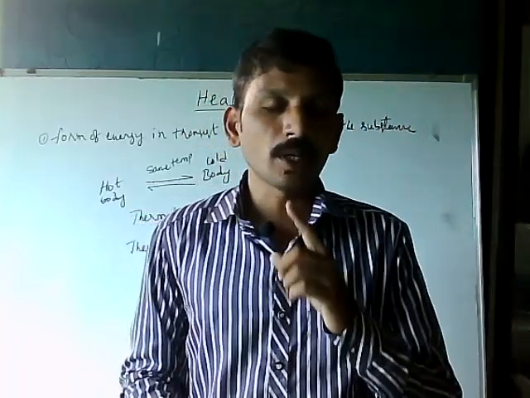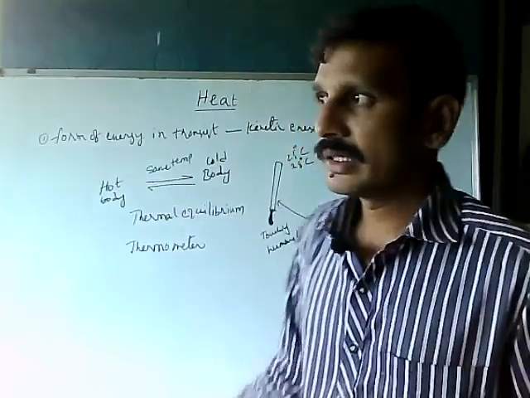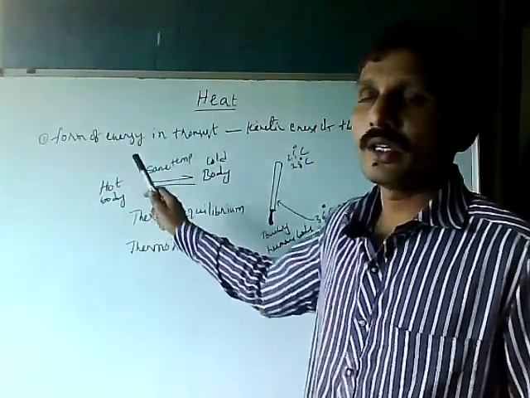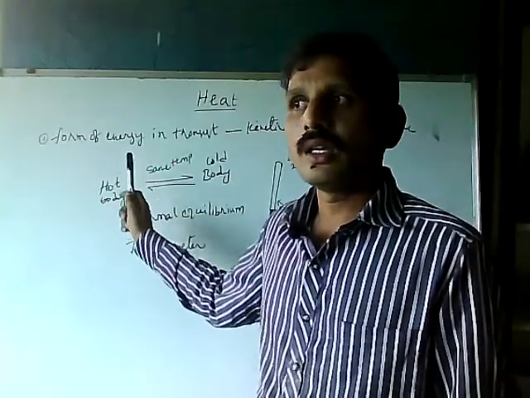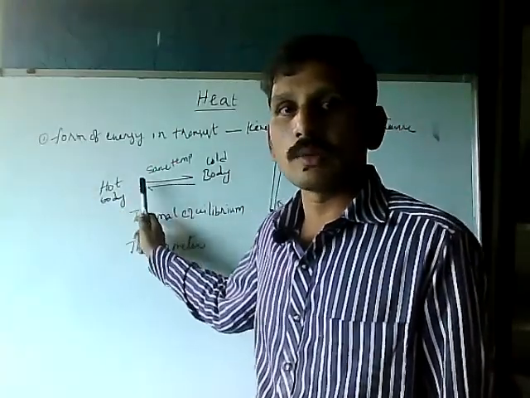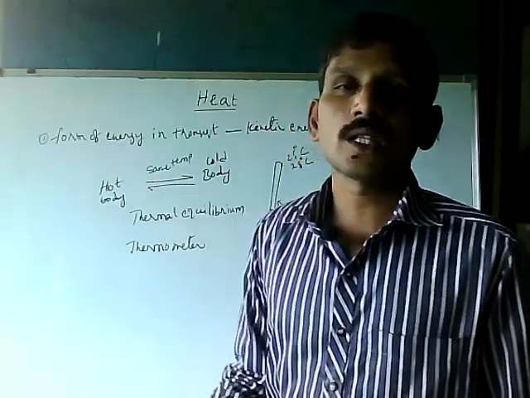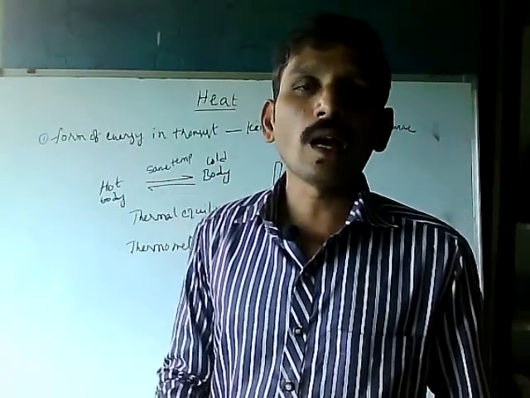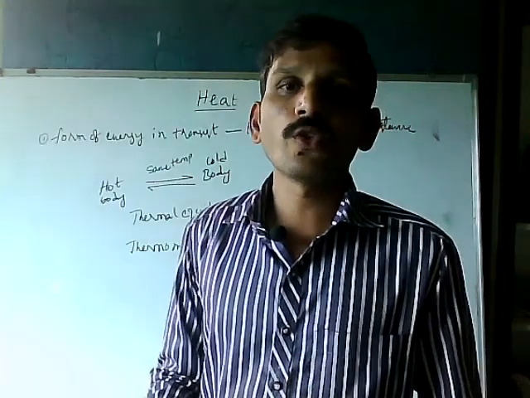The working principle of the thermometer is thermal equilibrium. Thermal equilibrium is a state at which a hot body and a cold body, the heat transfers from the hotter to the colder body until they attain thermal equilibrium. That is, they have the same temperature. At that stage, there is no flow of heat.